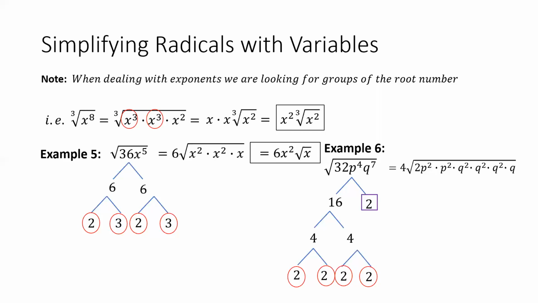I have a total of 7 q's, so I can remove 2 of them, and then I'll have 5 q's left. And I can remove 2 of them, and then I'll have 3 q's left, and then I'll remove 2 of them, and I'll have 1 q left. And so that's why I have those 3 groups of q's squared.